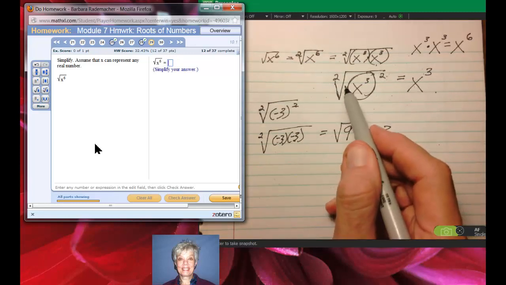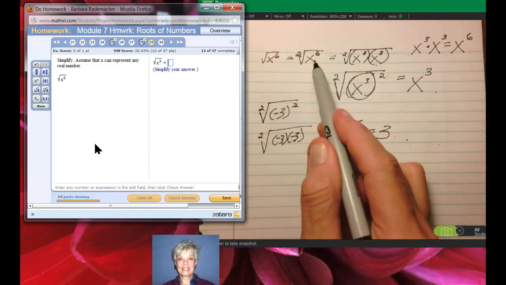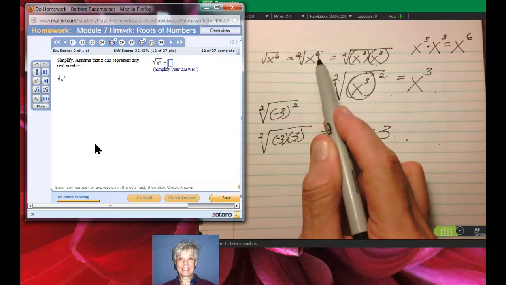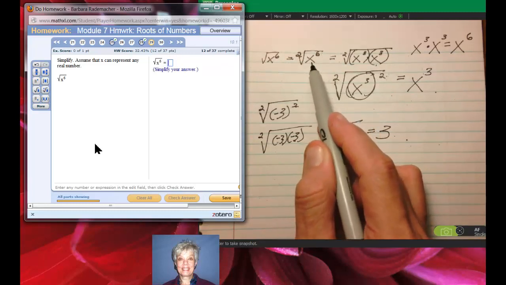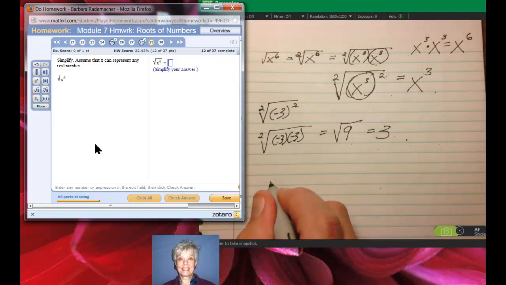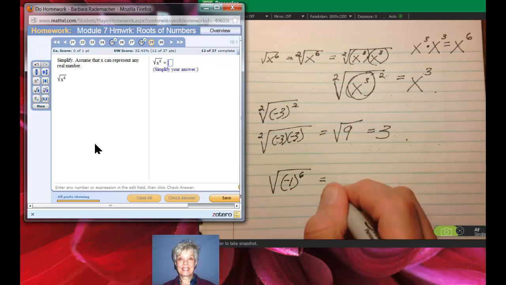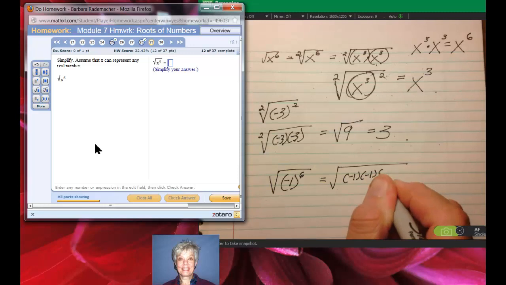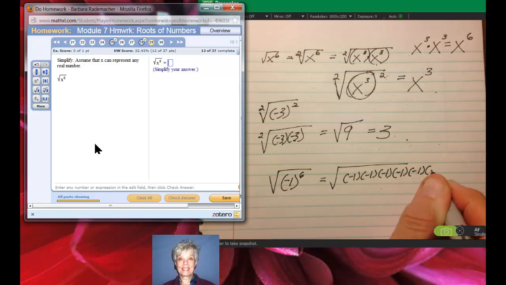Well, the fact that this was raised to the 6th power originally would mean that even if that was a negative number, raised to an even power, it would be made positive before it came out. For instance, suppose you have the square root of negative 1 to the 6th power. Well, that would be the square root of negative 1 times negative 1 times negative 1 times negative 1 times negative 1 times negative 1.